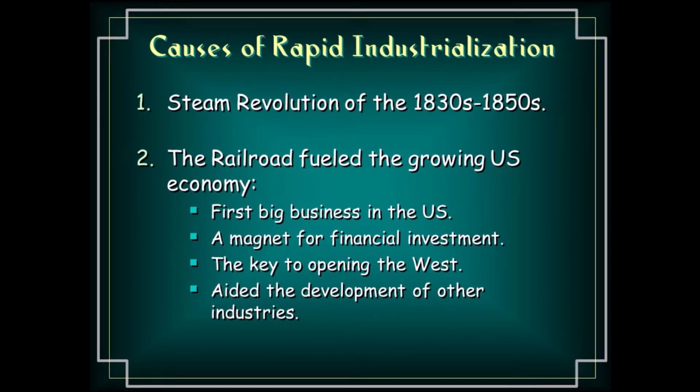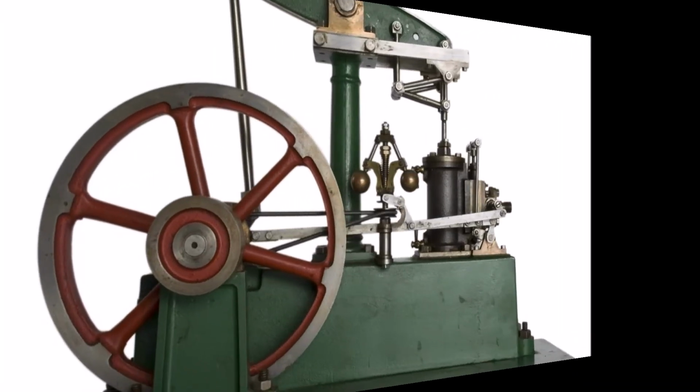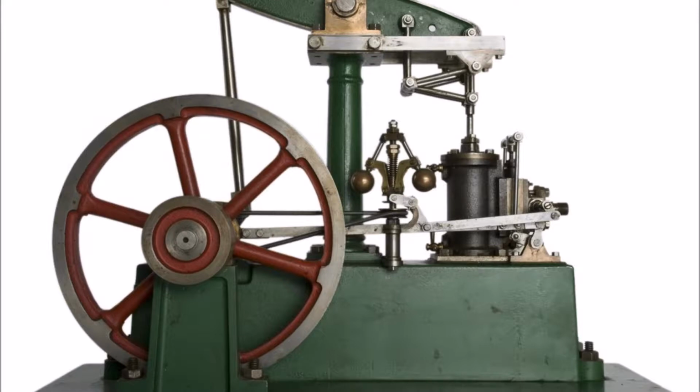Causes of rapid industrialization. The first big cause was the steam revolution. The fact that we suddenly could use steam power to produce everything. The steam engine was originally invented to power factories. Now we're going to put it on boats and have steamboats, and we're going to put it on trains and have steam engines. But we're going to have all of these things powered by steam at some point.